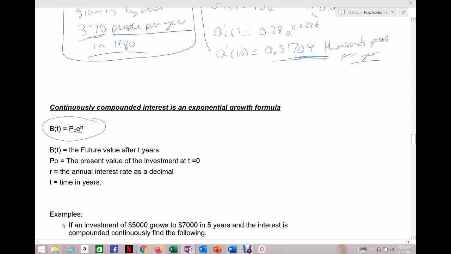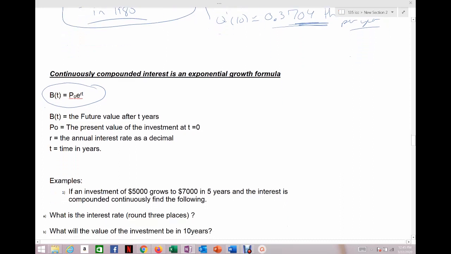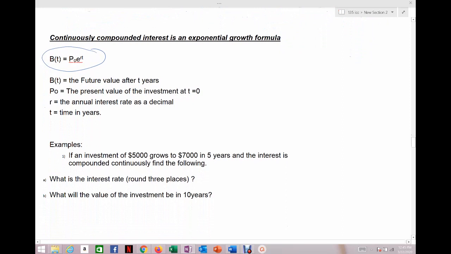B of t would be my function. P naught would be my initial value. The difference is we're putting it in terms of money. But it's the same equation, the same application types that we just did. The difference here is, again, everything is in terms of money.